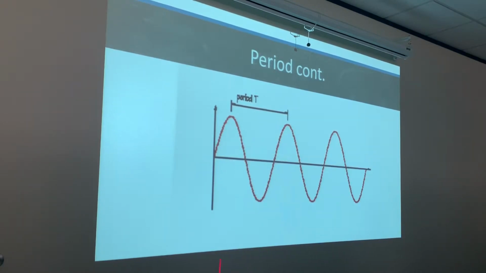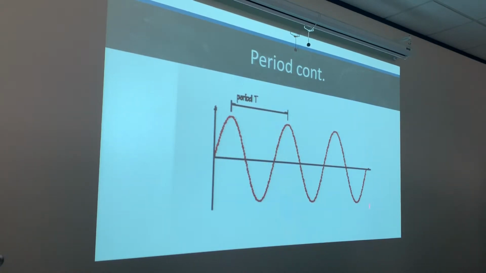So you know how to count. The beginning of one cycle to the beginning of the next cycle. If this is the start, I go up and down to this right here. That's one cycle. Up and down again, that's another cycle. Up and down again, that's another cycle. How many cycles are in here? Three.